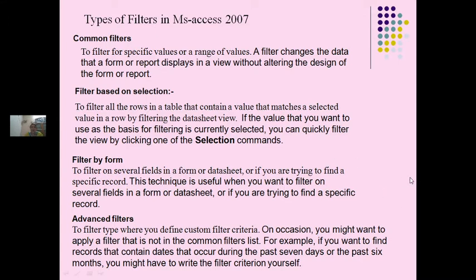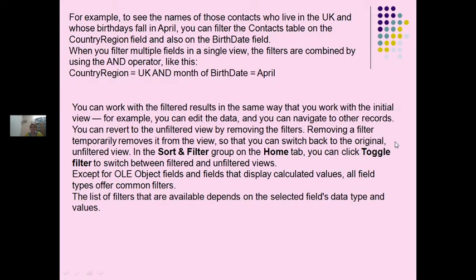Okay, let us move to the next slide. Okay, students, so these are the types of filters you have in MS Access 2007. What are the types of filters? Common filters, filters based on selection, filter by form, advanced filters. Okay, let us move to the next slide. So he has taken an example here.